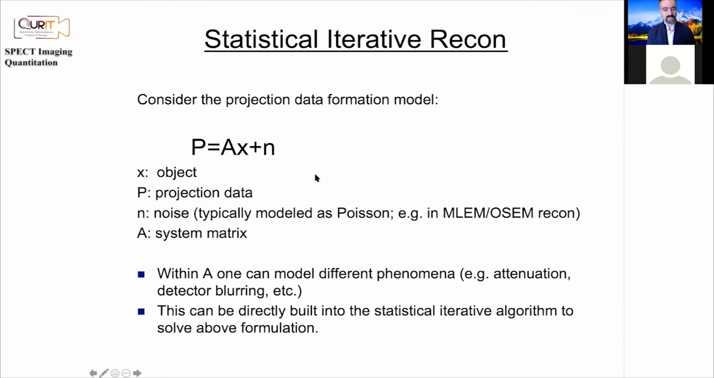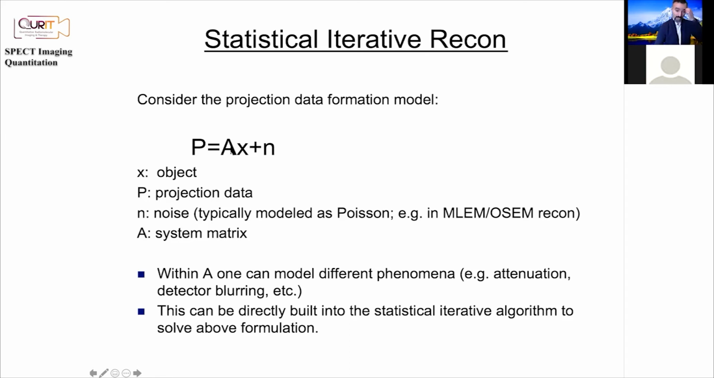Again, the formulation is like this, where this is the object that you have. This is a so-called system matrix that models the physics of how you go from the image space, the object space, to the projection space, to the data that you measure, and then there's some noise, which is typically modeled as Poisson. The statistical iterative recon framework deals with this problem very effectively. It models the noise properly. It can incorporate the physics by more comprehensively modeling the system matrix.